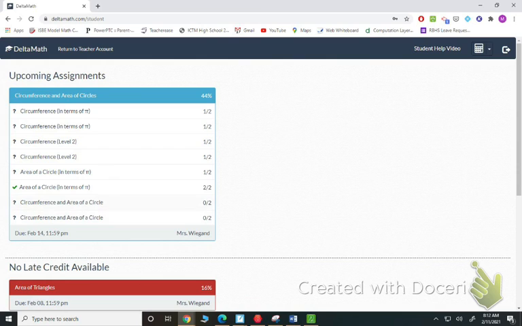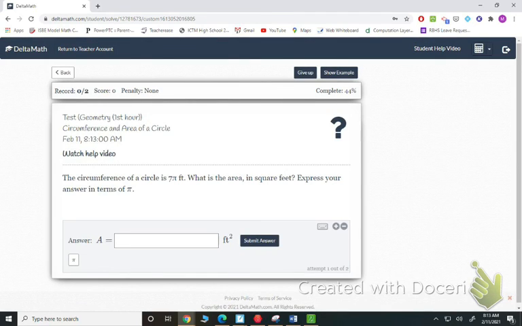Okay, so the last 2 problems deal with both circumference and area. They're going to give you circumference and ask you to find area, or vice versa.